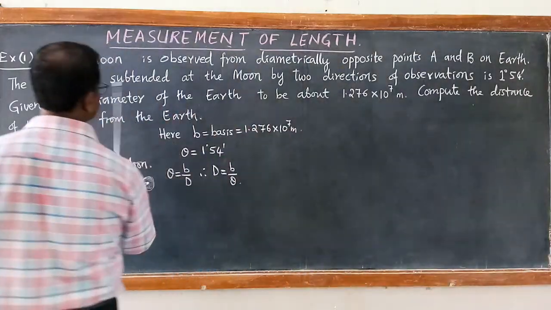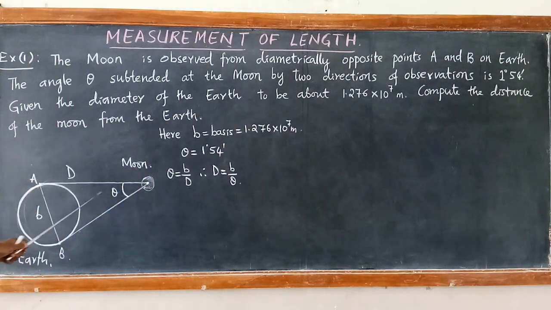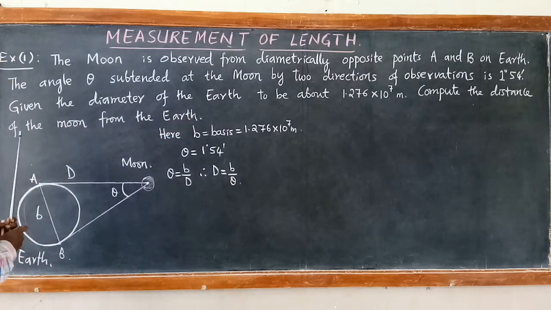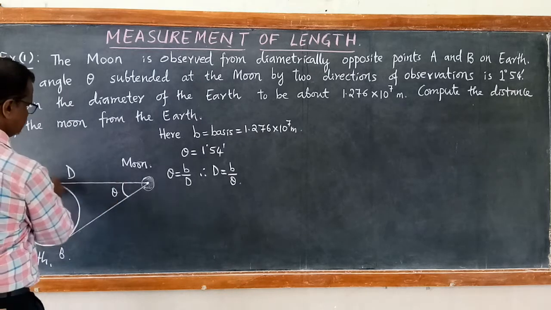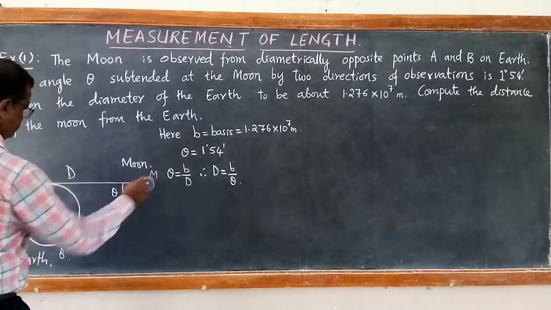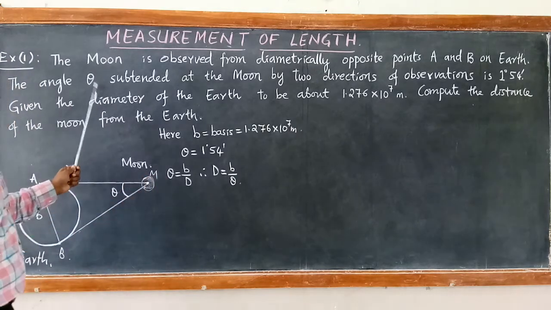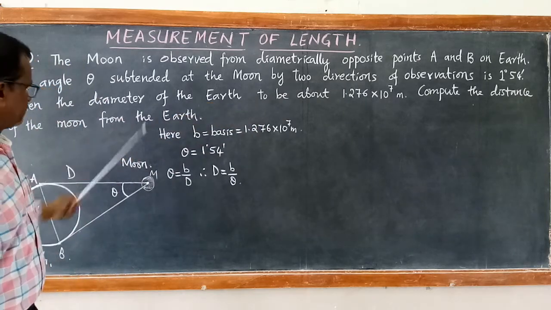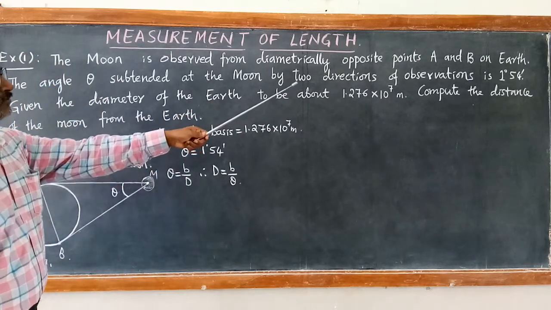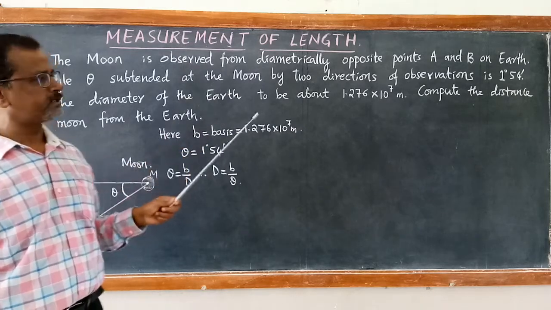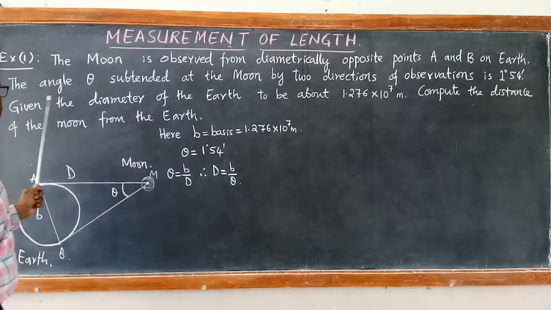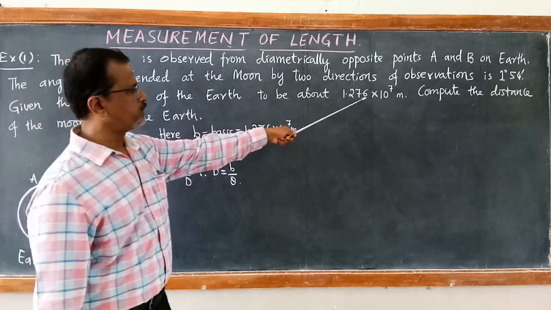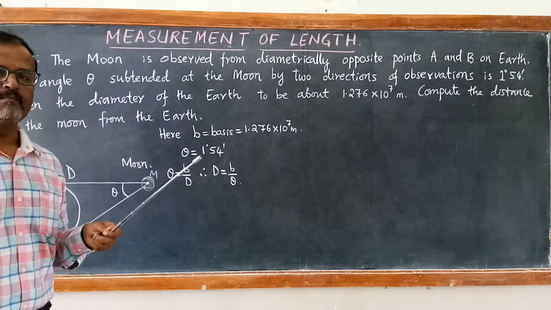The angle theta subtended at the moon by two directions of observations, one is AM and another one is BM, is 1 degree 54 minutes. Given the diameter of the earth to be 1.276 into 10 raised to 7 meter.